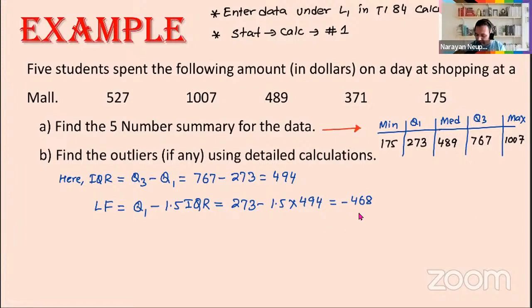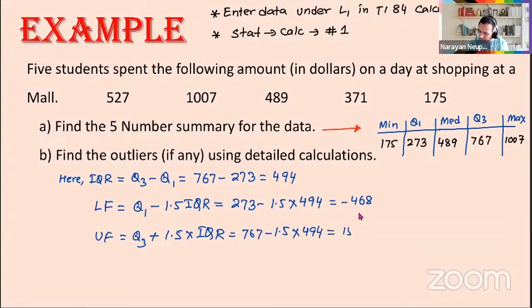Now let's look at the upper end. For the upper end, we have to find the upper fence, which is Q3 plus 1.5 times IQR. Q3 is 767 plus 1.5 times IQR, which is 494, and if you simplify it, it is 1508. The maximum value is 1007, but here we are getting 1508. That means we don't have any number above that. So technically, there are no outliers.